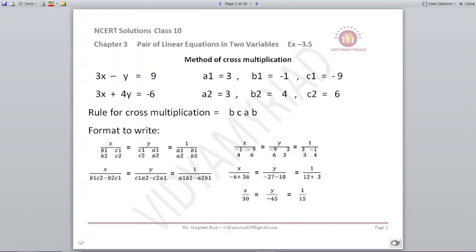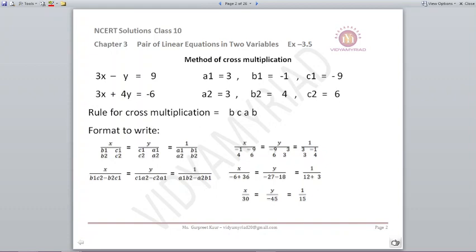And below that you will cross multiply. It means B1 will be multiplied by C2 and B2 will be multiplied by C1, and in between there will be a minus sign. So x upon B1 C2 minus B2 C1 equals y upon C1 A2 minus C2 A1 equals 1 upon A1 B2 minus A2 B1. Now we know these coefficients, so we will arrange our question in this format. Now using the values we will just write down.